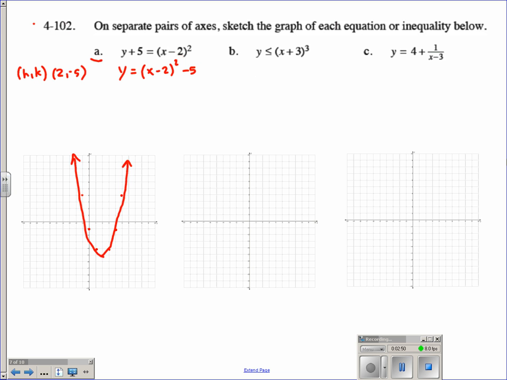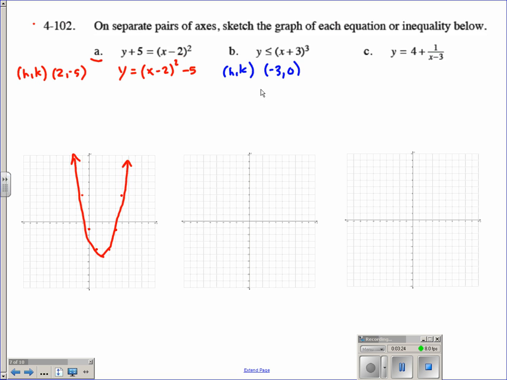For letter B, we have y ≤ (x + 3)³. Oh, that's great. This one's cubic, so we're going to follow the same rules there with our locator point. Remember, our locator point is the point (h, k). Well, nothing's being added, so k has to be 0. So we're going to end up with our locator point as the point (−3, 0).